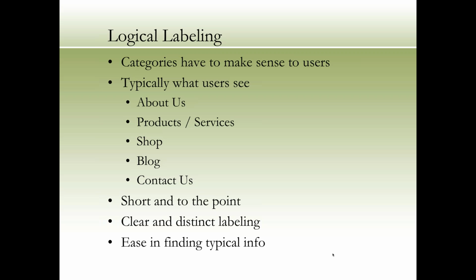If I click on About Us, very short, simple label, that's another thing. You want to keep the label short and to the point, and you want to do clear and distinct labeling. So About Us, I'm going to learn about the company, or I'm going to learn about the founders, or I'm going to learn about the team. Products and services, I'm going to learn about what you sell. Shop, oh, I get to buy stuff. The blog is the blog, so very clear and to the point. And that really helps users have an ease in finding typical information like a contact us form or learning about the company, etc.